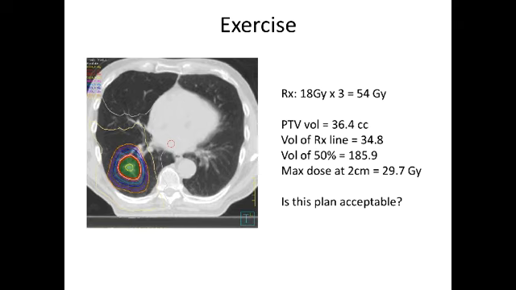So here's an example. Let's say that the prescription is given as 18 gray times 3. Here's the volume of the PTV. Here's the volume of the prescription isodose line. And here's the volume of the 50% line. Here's the maximum dose at 2 cm. And the question is, is this plan acceptable? So have a look at this and see if you can figure it out.